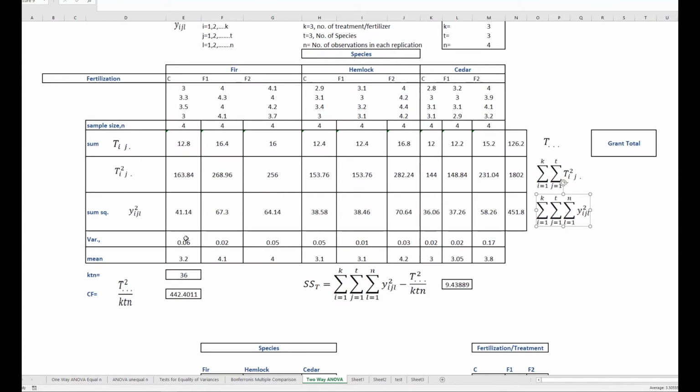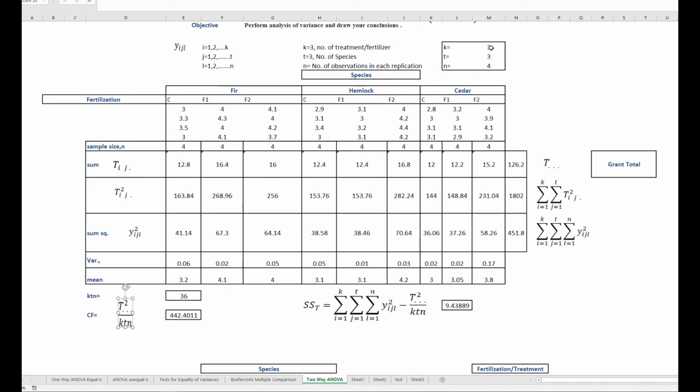And then these are optional, you can find them or not. I tried to find for each of those columns what the variance and the mean are. After that, I tried to find the value for K multiplied by T multiplied by N, because I need to use that in this equation. A few of them I calculated earlier, because the grand total we found here I will be using many times. So CF is the correction factor. You can see that CF is the grand total squared divided by all these KTN, that means 3 multiplied by 3 multiplied by 4. So I divided 126.2 squared by these 3 values, and I found this value.